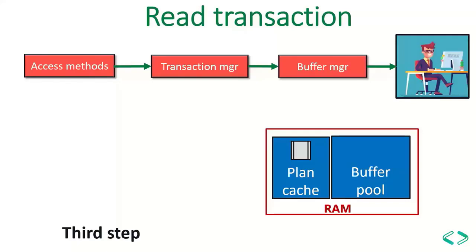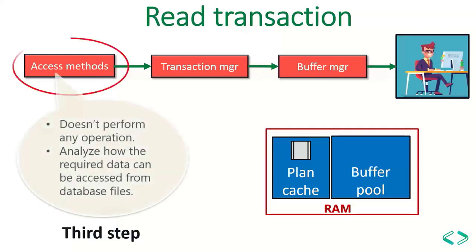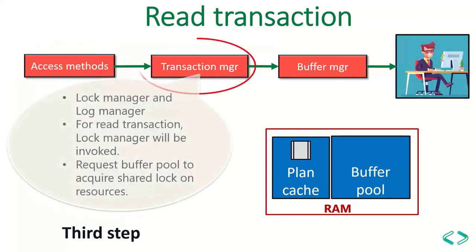So all the difference happens here in the storage engine, at the transaction manager component as well as the buffer manager component. Now let's see what will happen with the read transaction. The first component here is the access methods. The access methods doesn't do any operation by itself, but all it does is analyze how it has to grab the results from the disk file system. That's all it does. Then our query will be sent to the transaction manager component.